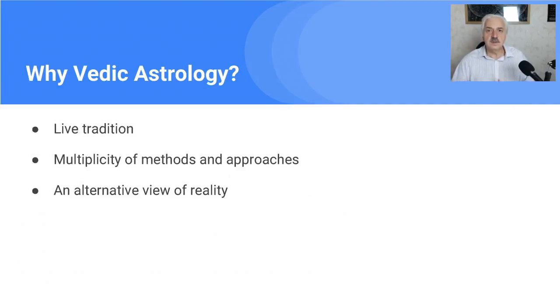But there are different schools, there are different possibilities within Western astrology. It can be quite powerful. But with Indian astrology, with Jyotish, with Vedic astrology, we have a tradition which wasn't interrupted for thousands of years.